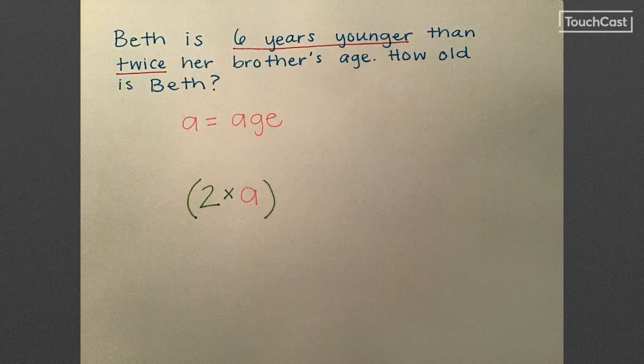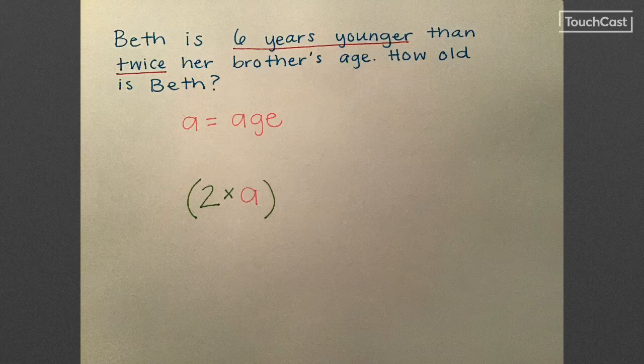Now, if A is going to represent Beth's age, I need to first figure out how old her brother is. She's 6 years younger than twice her brother's age. Twice, again, like the last problem, means times 2. So I need to first do 2 times A.